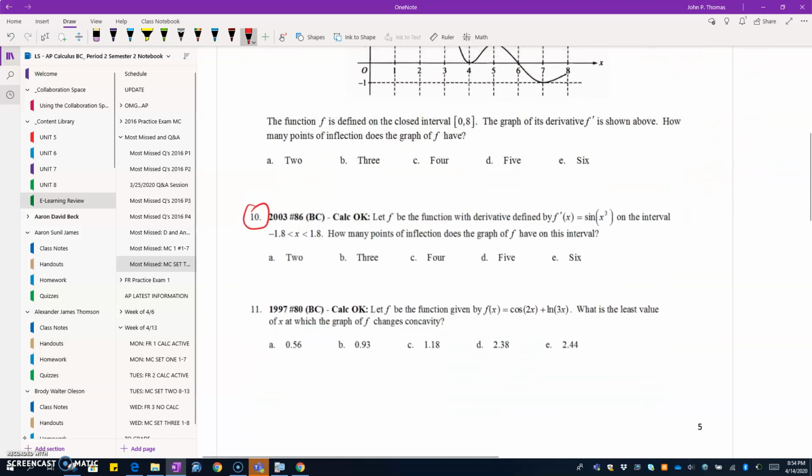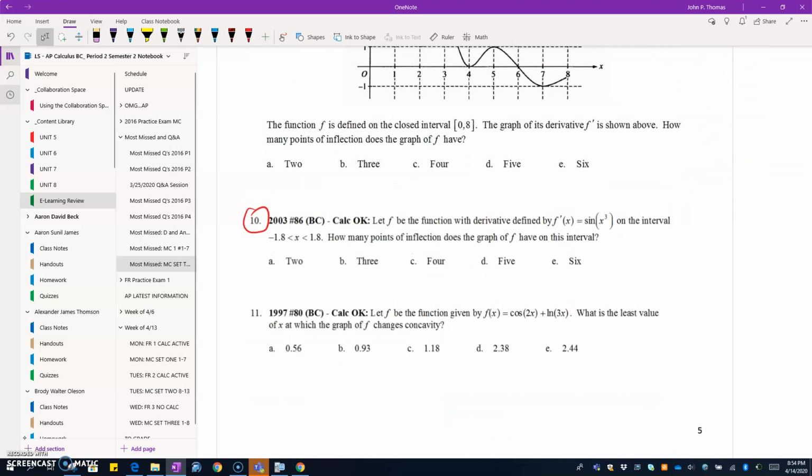Alright, jump into number 10. Number 10 says, let f be a function with the derivative defined by f prime of x equals sine x cubed on the interval from negative 1.8 to 1.8, how many points of inflection does the graph of f have on this interval? Alright, so first thing, inflection points happen when the second derivative equals 0 or is undefined.